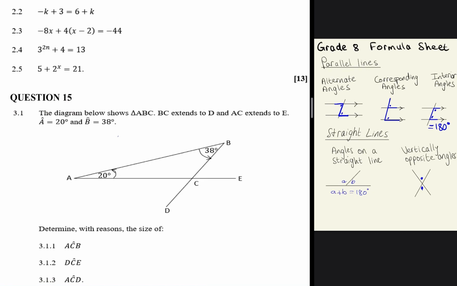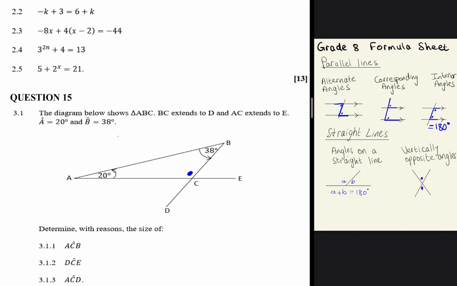Right, let's do question 15. If we look at question 15, here we see a triangle and we see two angles inside the triangle, 20 and 38 degrees. We also see straight lines. So let's see if we can use those to determine, with reasons, the size of ACB. Where's ACB? There's A, there's C, there's B. That means we're looking for this angle over there.